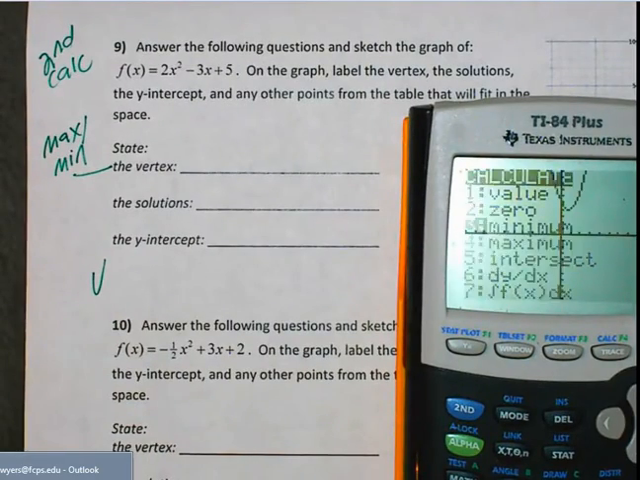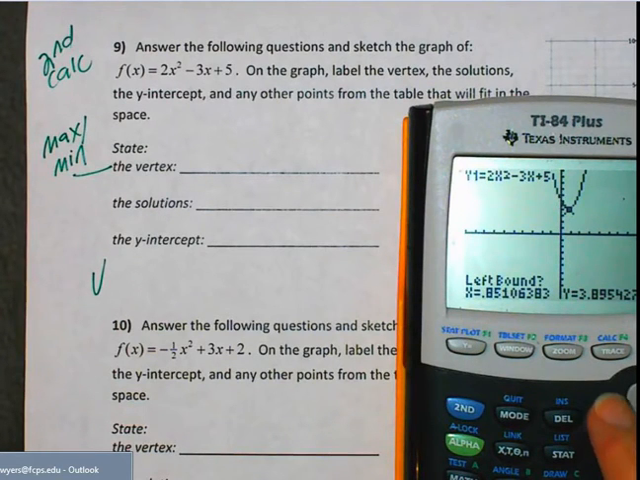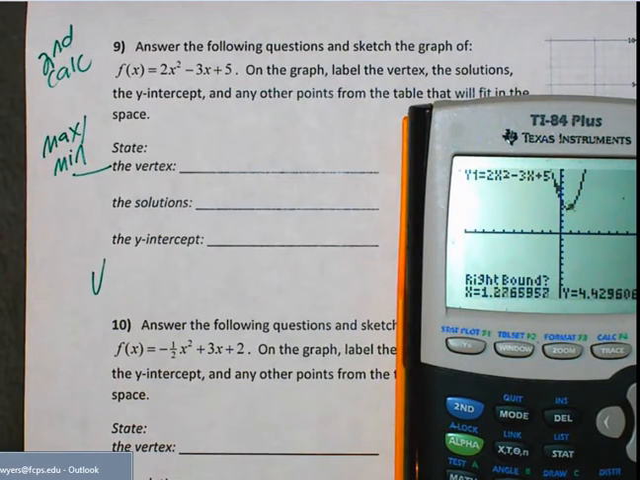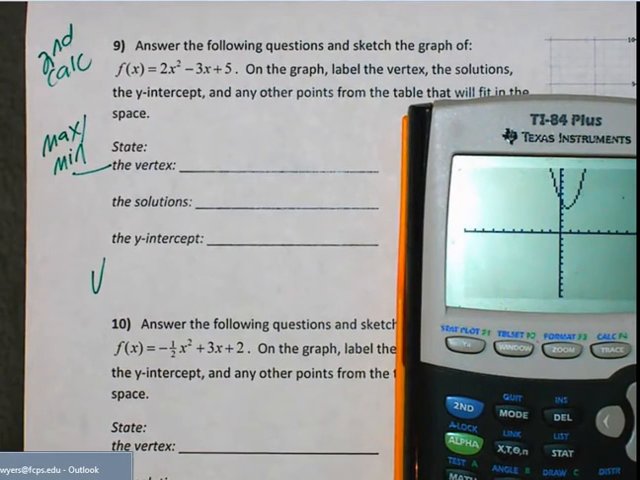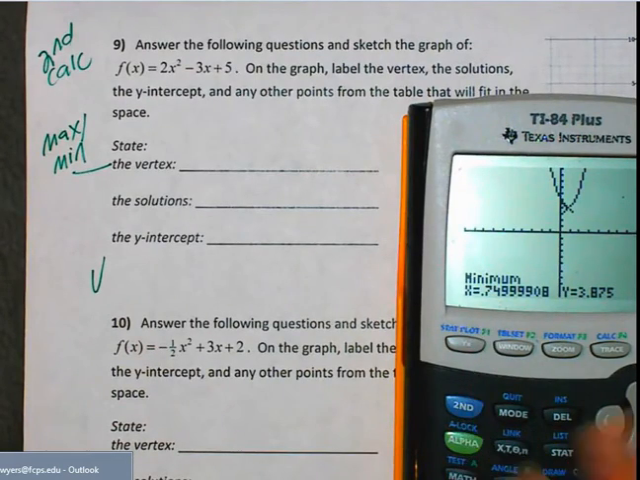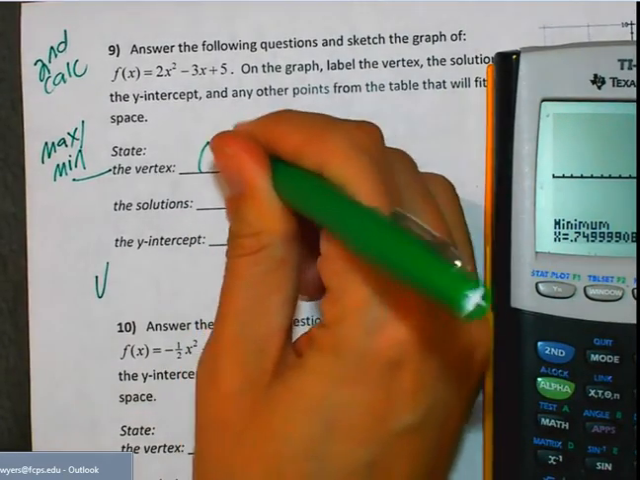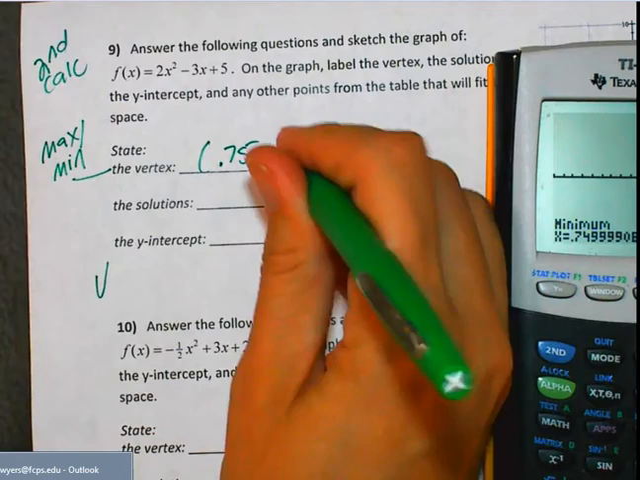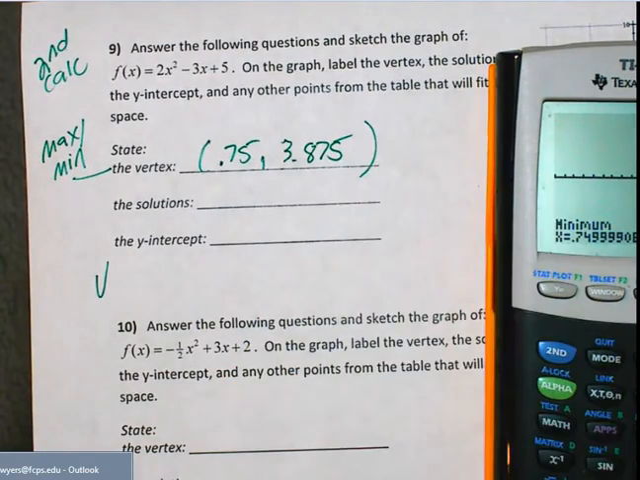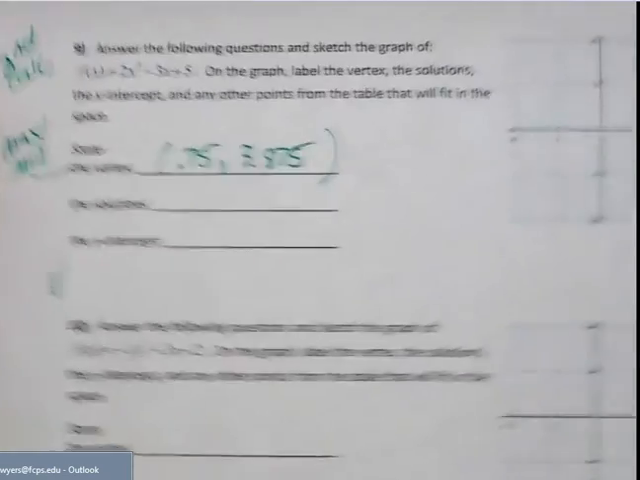Okay, so minimum. It says left bound, so I want you to go to the vertex and go left 3 times, press enter. Go back to the vertex, go right 3 times, press enter twice. This will give you the vertex. So 0.75, you want to round to 2 decimal places, 0.75, comma, 3.875. Okay? All right, and then you want to go ahead and plot those points on your graph here.